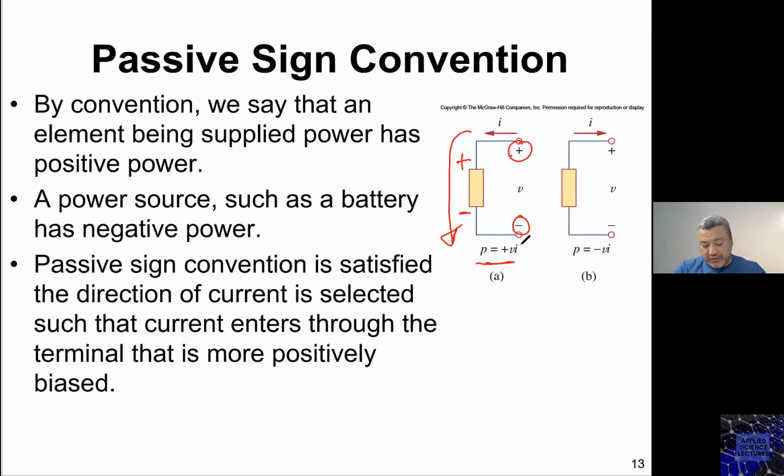So in this case, if you look here at this as a resistor, and this resistor has positive and negative here, and the current is flowing this way, then the resistor will have the power being positive.